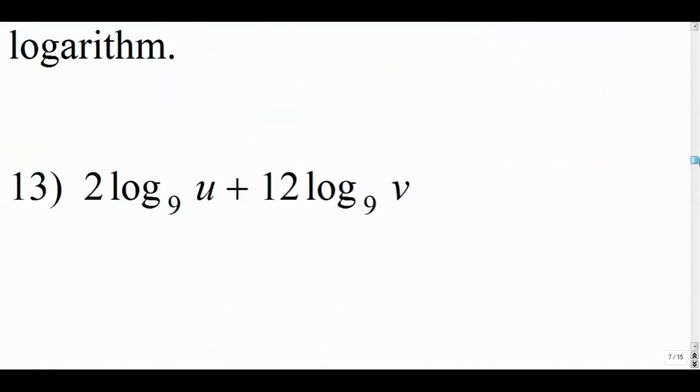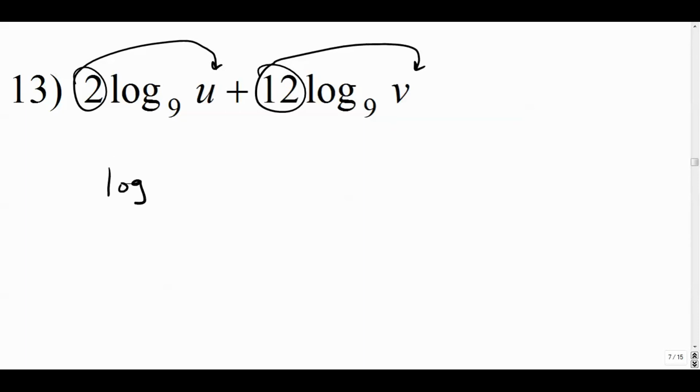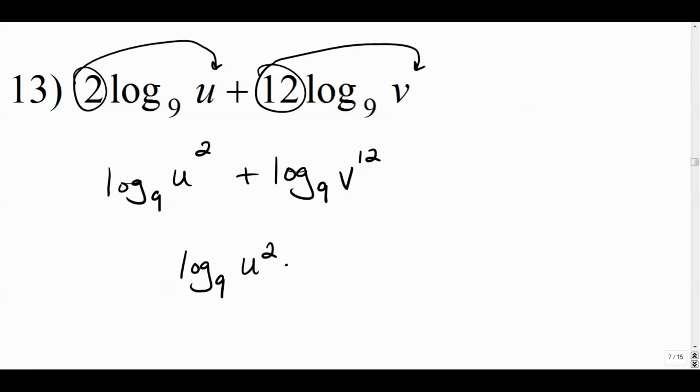Let's condense this one into a single expression. When I do that, if I see a number in front, I immediately move it into the exponent of both. So log base 9 of u squared plus log base 9 of v to the 12th. They're added, so let's condense them into a single log that's multiplied, u squared times v to the 12th. And I'm done.